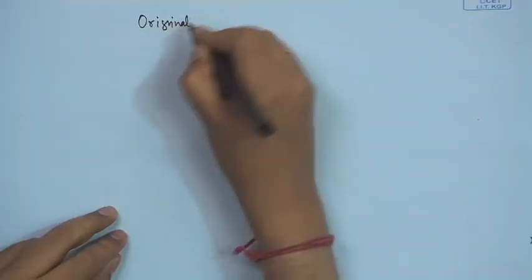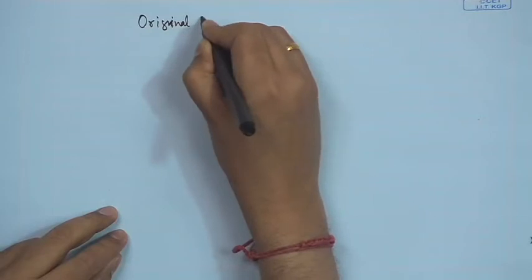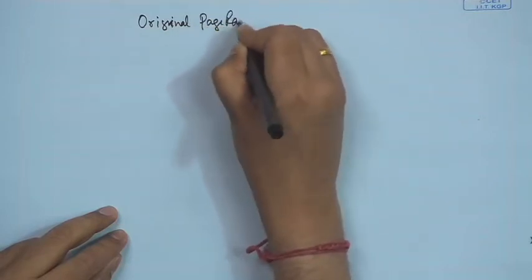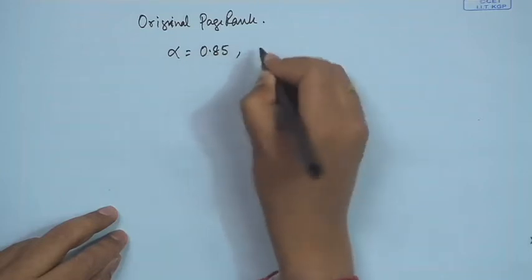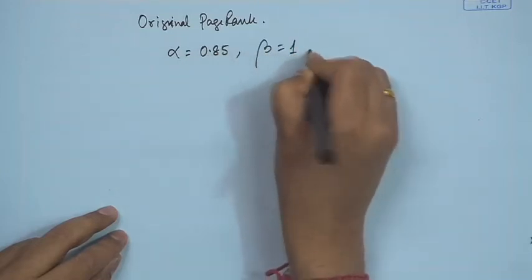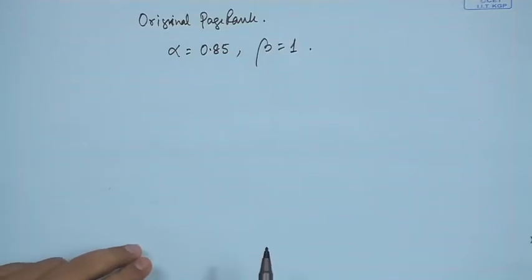Okay. So, in the original page rank algorithm, alpha was set to 0.85 and beta was set to 1. Okay. It is not known why these parameters were chosen, but possibly the best ranking results in terms of user satisfaction were obtained if the constants were set like this.